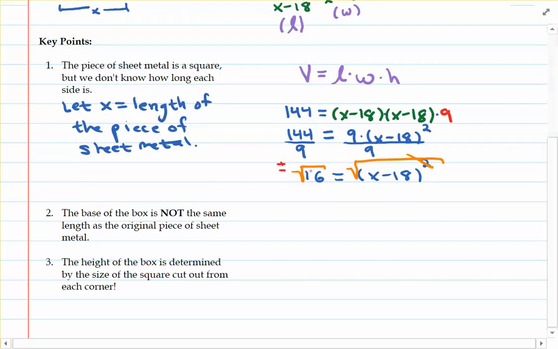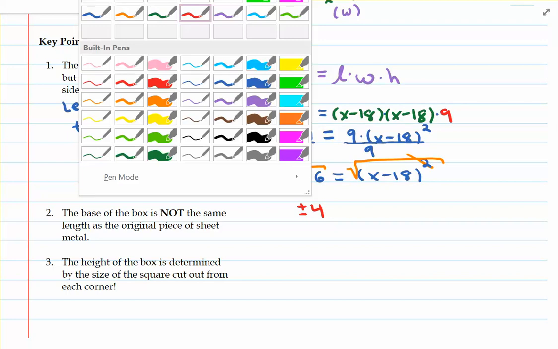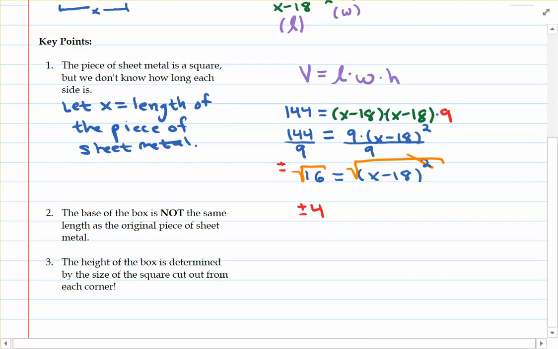And we actually have a nice square root to take. The square root of 16 gives us 4. So on the left-hand side, we're looking at plus or minus 4. And on the right-hand side, of course, the radical and power of 2 cancel each other out, and we have left over x minus 18.